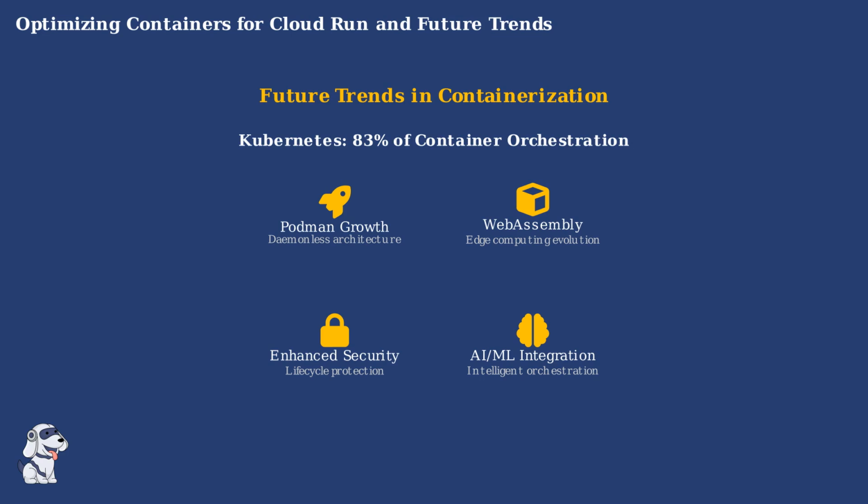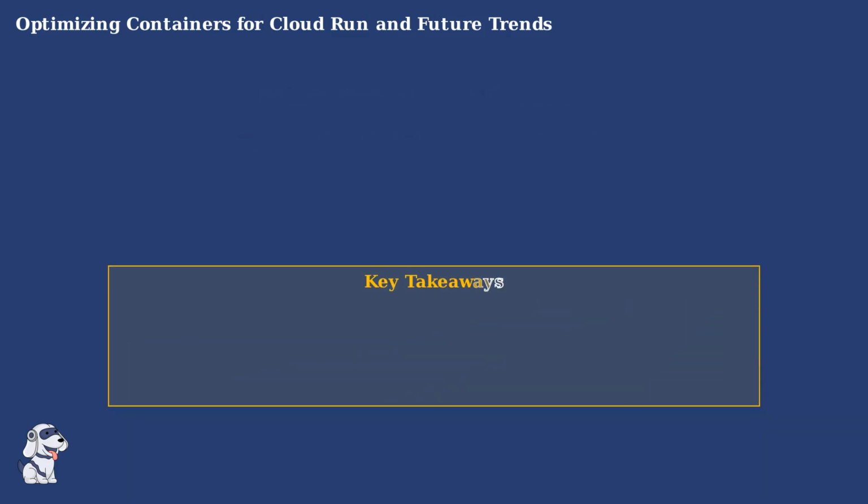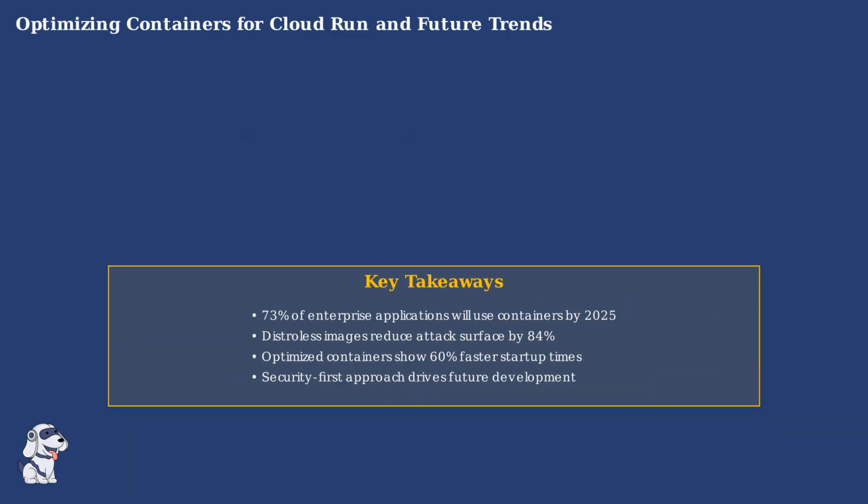Artificial intelligence and machine learning are being integrated into container orchestration platforms to optimize resource allocation, predict scaling needs, and enhance anomaly detection capabilities. Container optimization and emerging trends indicate a future focused on security, performance, and intelligent automation. Organizations adopting these practices will achieve significant competitive advantages in cloud-native environments.